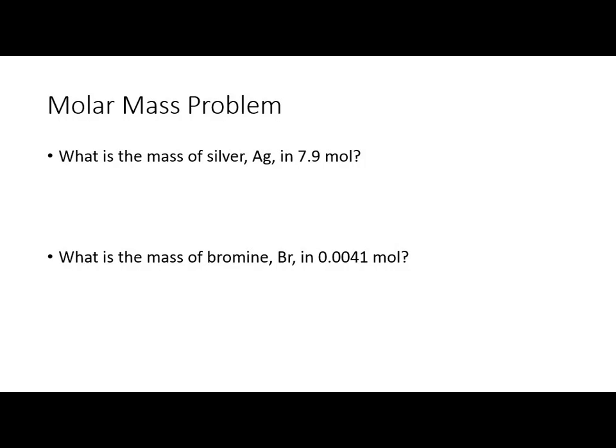All right. So let's do a calculation involving first the element silver. My hint for this is you need to first look up on the periodic table the molar mass. We've got 2 different elements. We've got first Ag is silver, and then we've got Br bromine. The molar mass is different for each element.